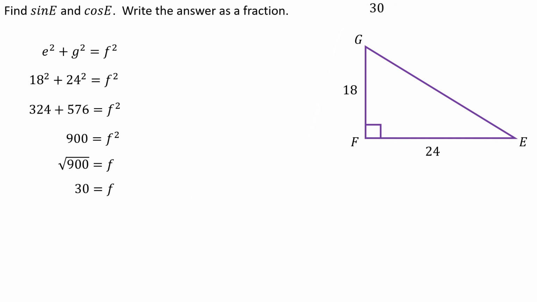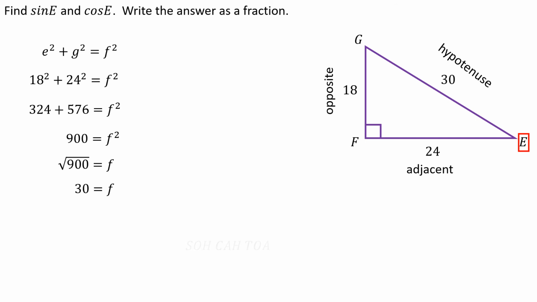Now, because I'm focusing on angle E, that's going to affect some of the names of the sides. The hypotenuse obviously is not going to change. The hypotenuse will always be across from the 90-degree angle. And so the hypotenuse is 30. But because we're studying angle E, the legs can now be determined, which one is opposite and which one is adjacent. 18 is opposite. 24 is adjacent.